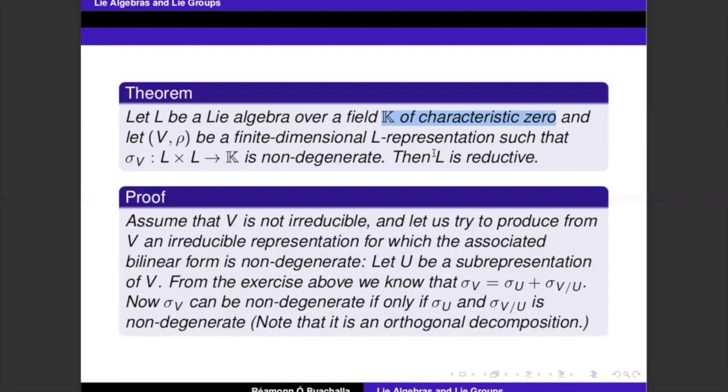From the exercise above, we know that we can decompose the associated bilinear form into an orthogonal decomposition of the bilinear form with respect to the submodule U and the quotient module V over U. Now, because of orthogonality, we know that sigma V is non-degenerate if and only if both sigma U and sigma V over U are non-degenerate. Sorry, this should be R. Because it's an orthogonal decomposition. So in particular, we don't actually care about the if and only if so much. The important thing is that non-degeneracy of sigma sub V implies non-degeneracy of sigma sub U.